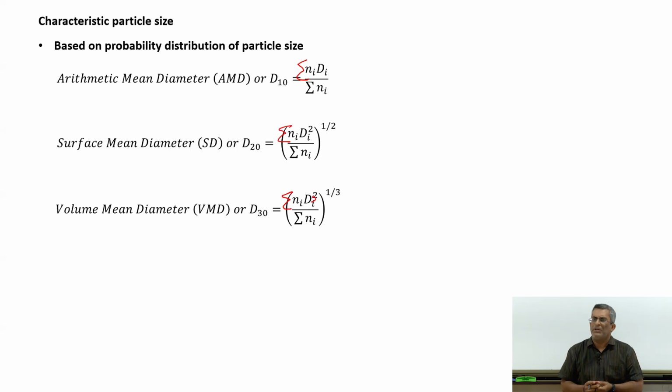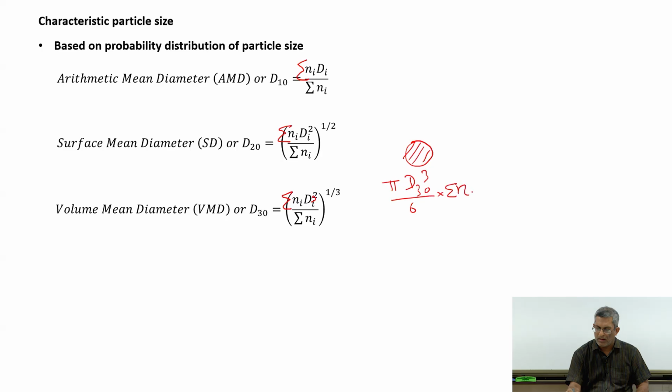So why are we doing this? Imagine what is meant by characteristic particle size. We want a particle which is representative of the entire particle size distribution. Now let's say you have one particle size like this, and let's say this is D30. If I assume that all particles are of the same size, then its volume will be pi d cube by 6 and the total volume is this.